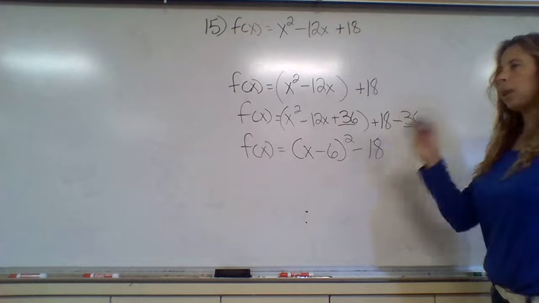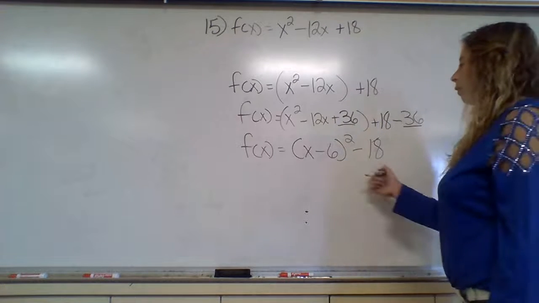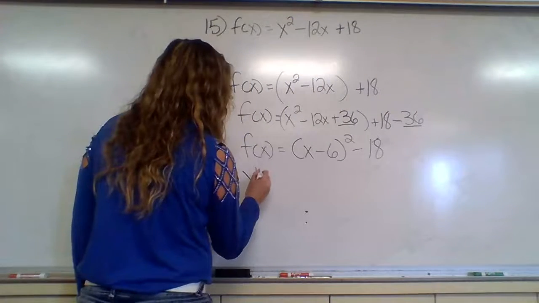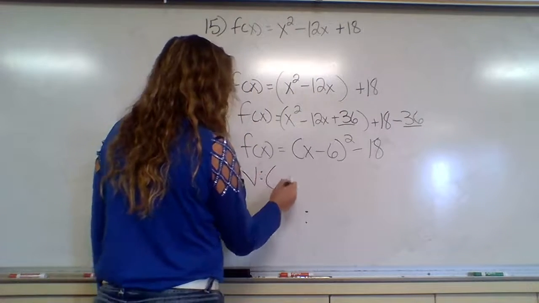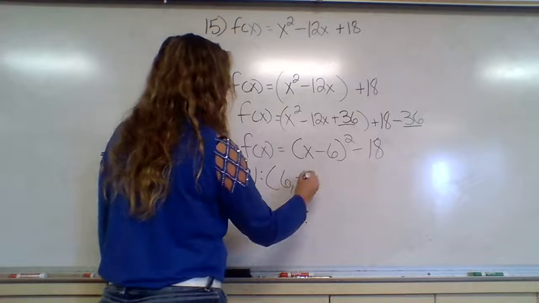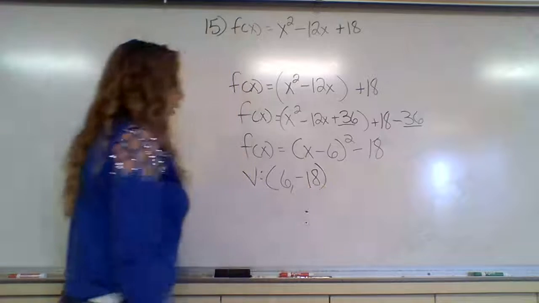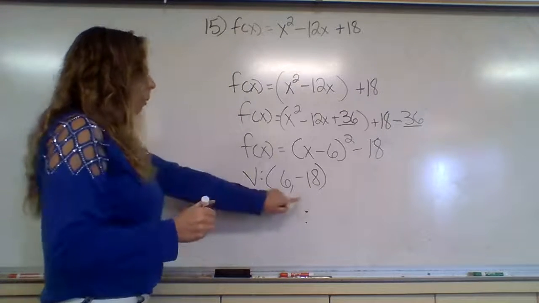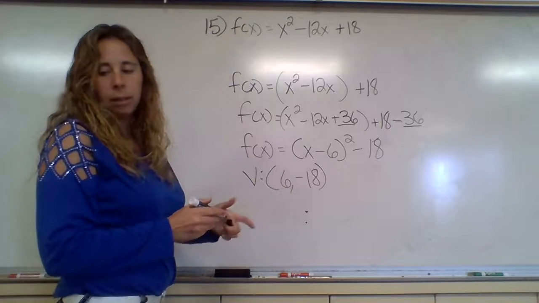Throw back to chapter 2. You have it in vertex form, so you can pull out your vertex. Your vertex is the opposite of what's inside, and then negative 18. So you get the same thing. You can do it either way, whichever way you prefer. So then your minimum, once again, would be negative 18. All right.